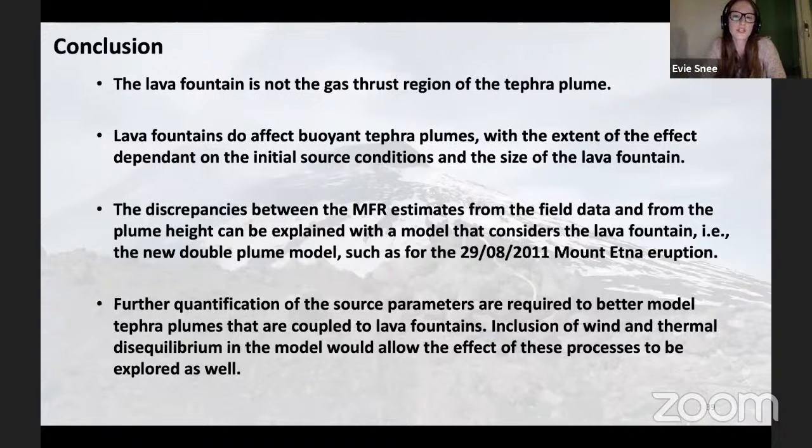And there's also further things we could do, such as the inclusion of wind and thermal equilibrium in the new double plume model, which would help us explore the effects these processes would also have on the coupling of the tephra plume to a lava fountain.